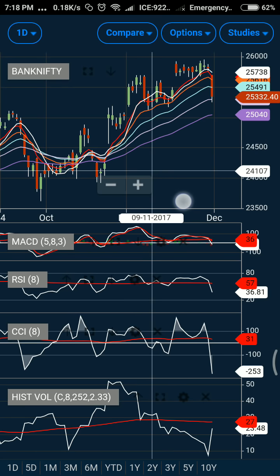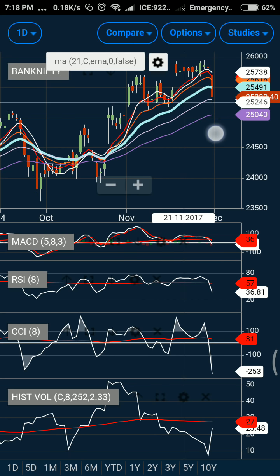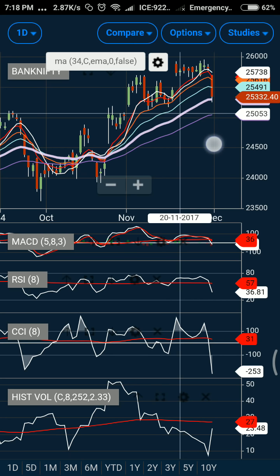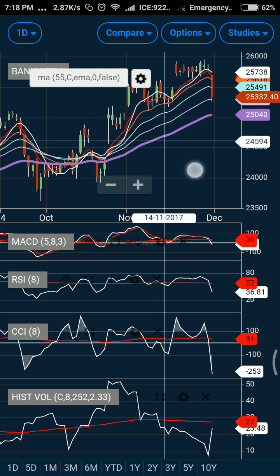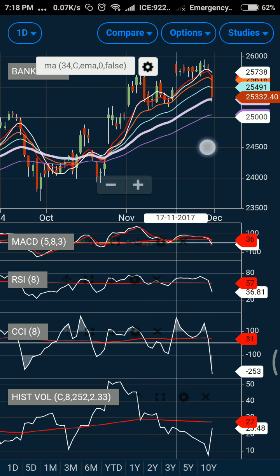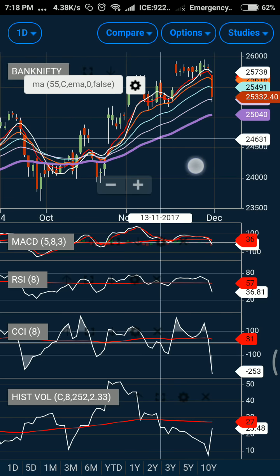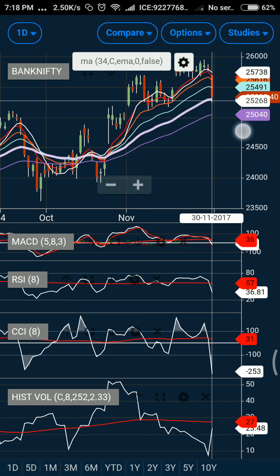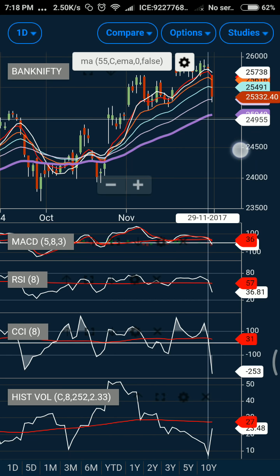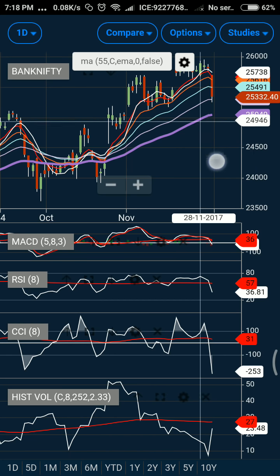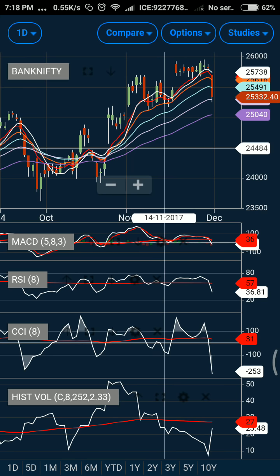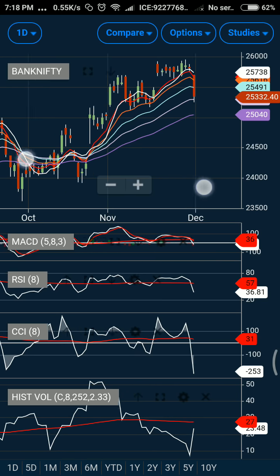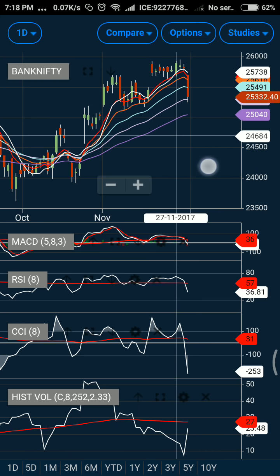Now you should note one thing, that here the Nifty has already broken its 34 days exponential moving average, whereas the Bank Nifty is now trading at its 34 days exponential moving average. So if at all Bank Nifty goes down and takes a support at its 55 days exponential moving average, you should expect the Nifty to come back. Or if the Bank Nifty trades below this particular level, you can expect a bit more downside on the Nifty only. So this makes sense, I guess.